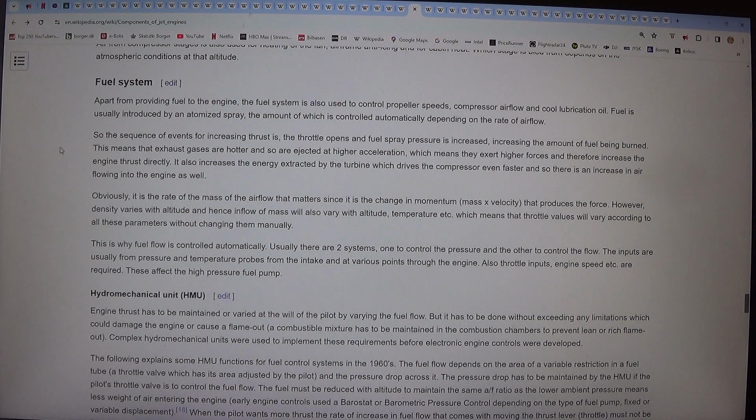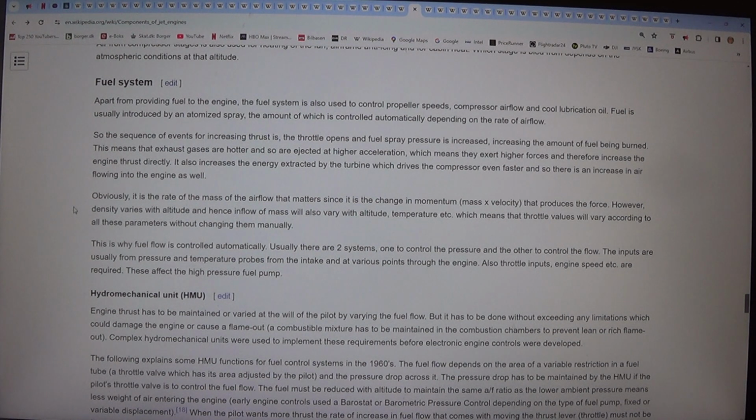This means that exhaust gases are hotter and so are ejected at higher acceleration, which means they exert higher forces and therefore increase the engine thrust directly. It also increases the energy extracted by the turbine, which drives the compressor even faster, and so there is an increase in air flowing into the engine as well. Obviously, it is the rate of the mass of the airflow that matters, since it is the change in momentum, mass x velocity, that produces the force.